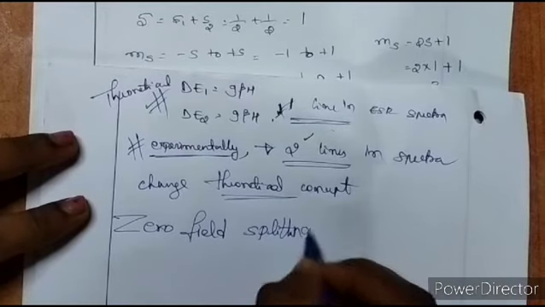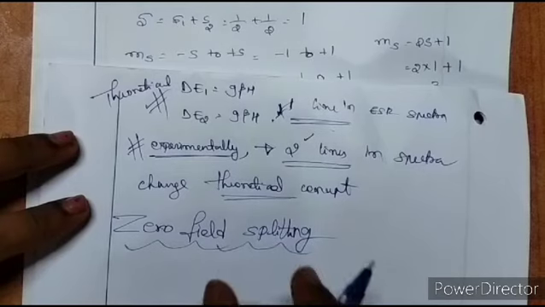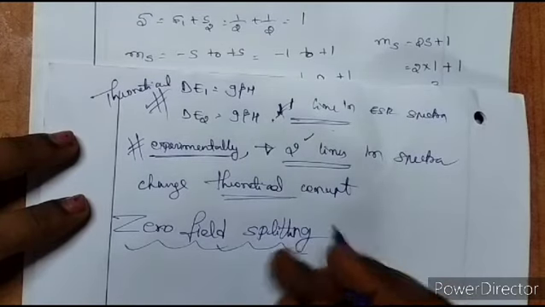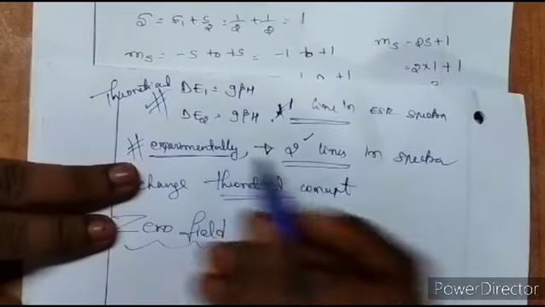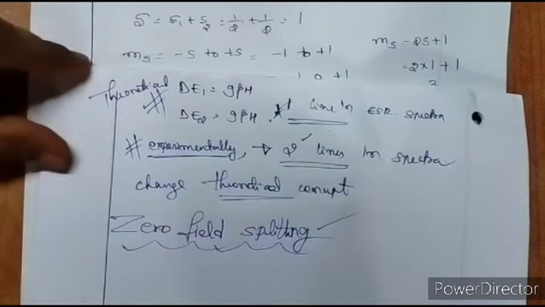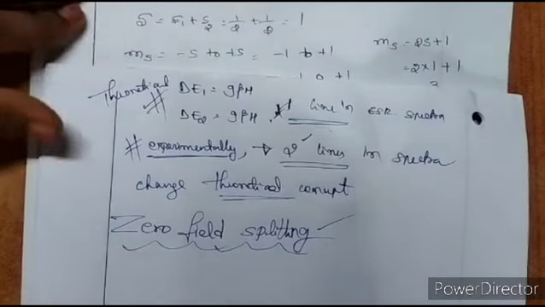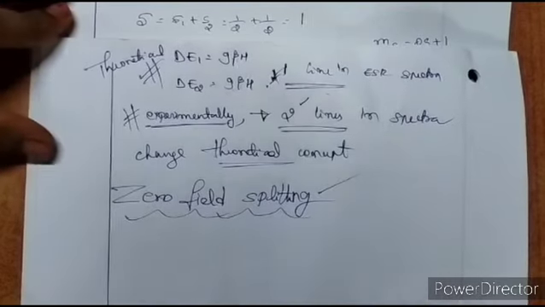Okay, zero field splitting. Here the new concept comes, that is zero field splitting, in order to explain experimentally why you are getting two lines. Now that can be explained by the new concept called zero field splitting. Okay, now we will see what is the meaning of zero field splitting.